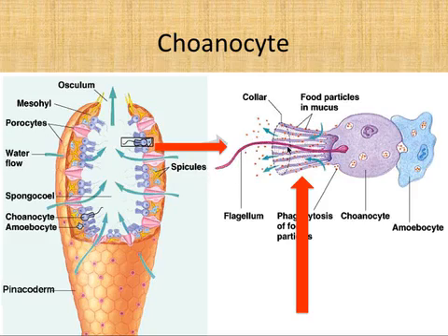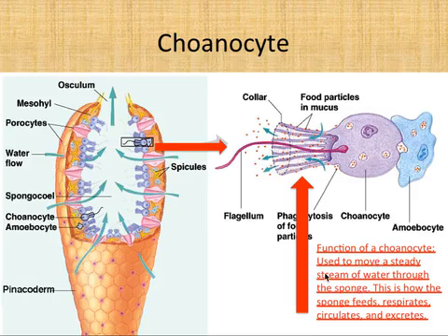And this flagellum beats and drives water through the sponge. So as the flagella go back and forth, it draws water from the outside of the sponge in through the sponge and out. And you'll see a good example of this in a video you'll watch after this teacher video. And that's the choanocyte's function, to draw water through the sponge. It's used to move a steady stream of water through the sponge. This is how the sponge feeds, respirates, circulates, and excretes. So this choanocyte is very important for the animal to survive.